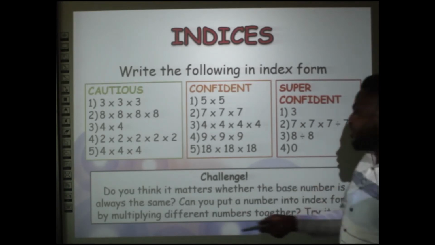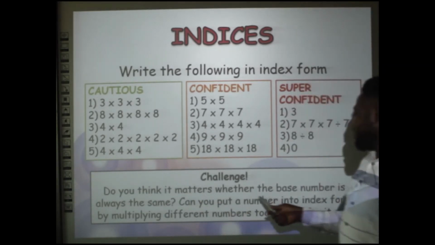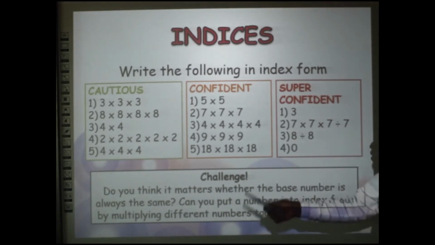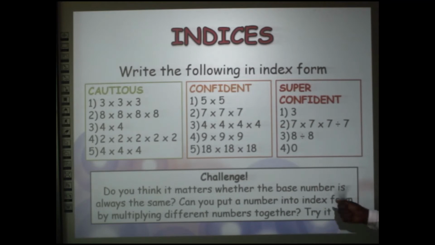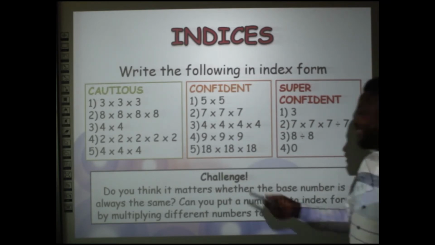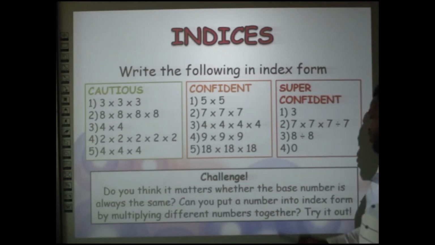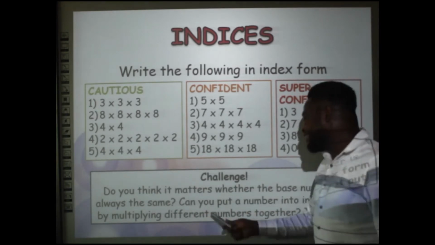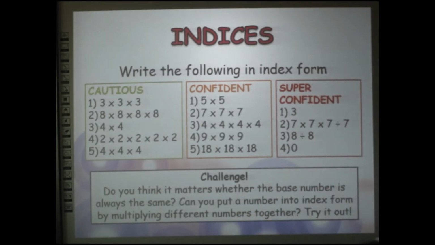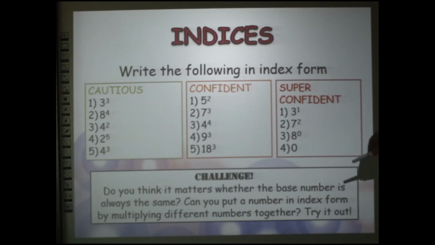Now the challenge is this. Do you think it matters whether the base number is always the same? Now, can you put a number into index form by multiplying different numbers together? Try it out. Now, let's go to the next page.